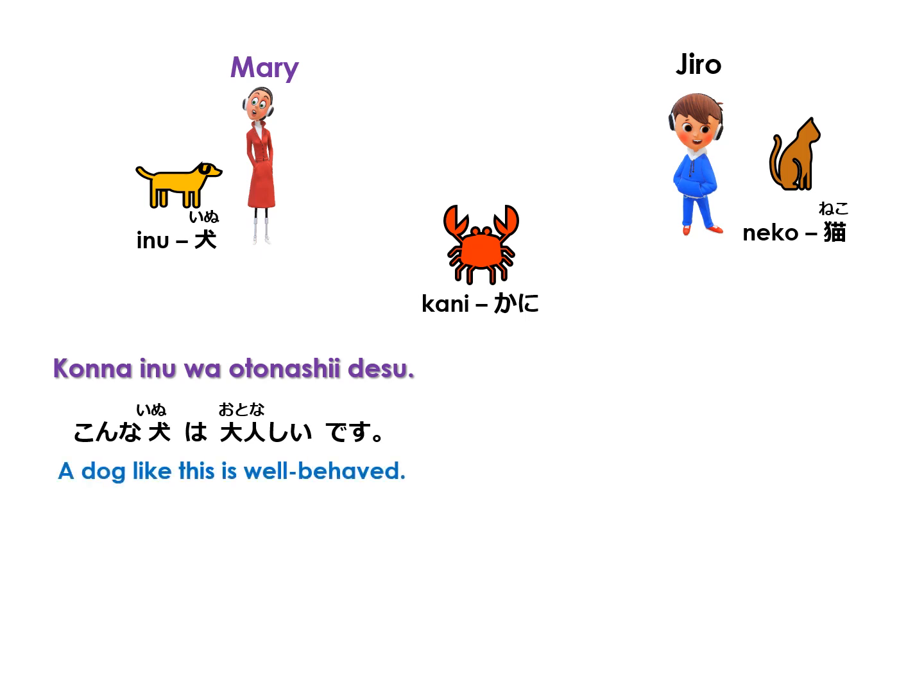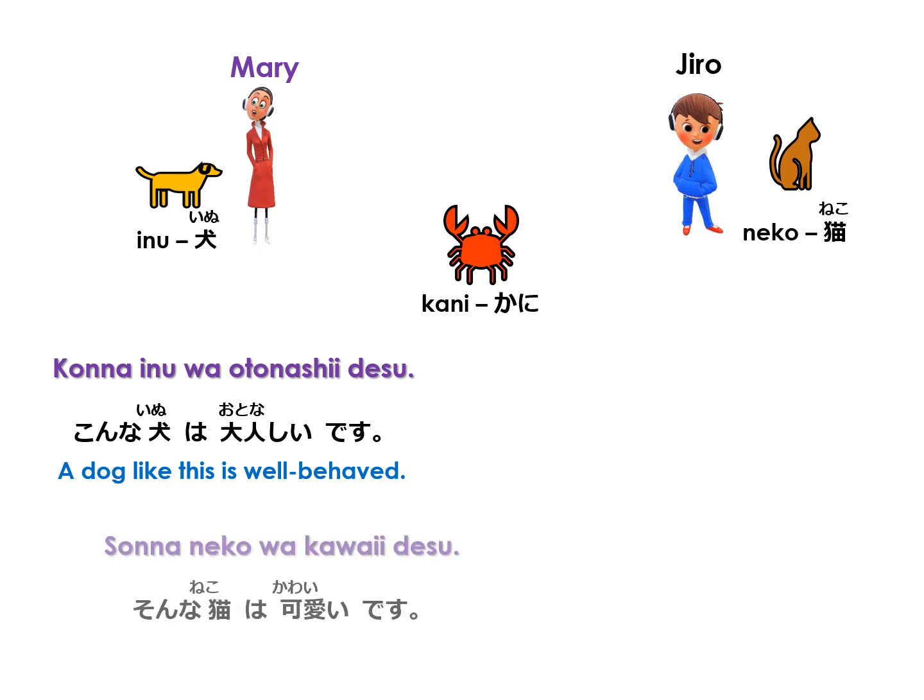So the whole sentence means a dog like this is well-behaved. Then Mary comments on Jiro's pet cat. Sonna neko wa kawaii desu. Sonna neko means a cat like that, close to you, and kawaii means cute. So the whole sentence means a cat like that, close to you, is cute.